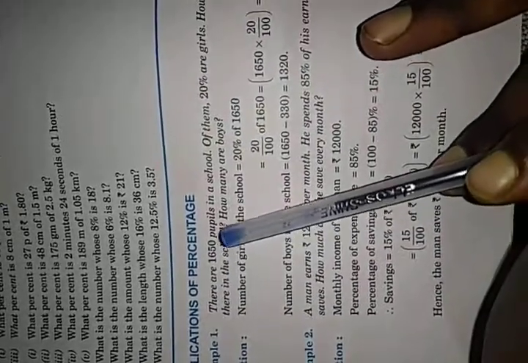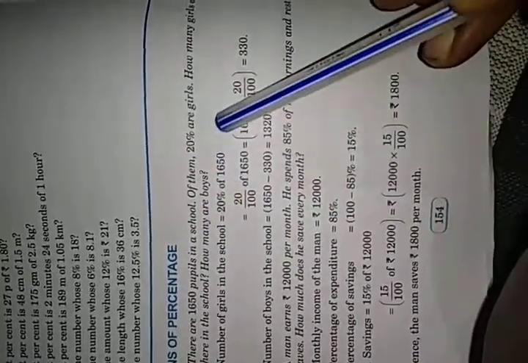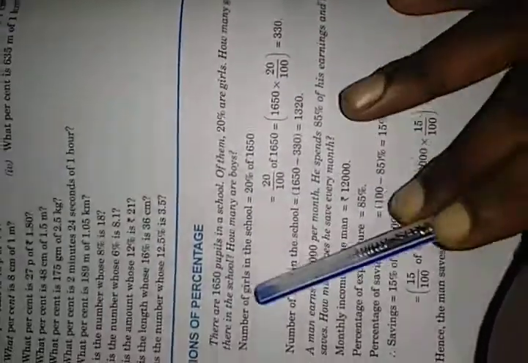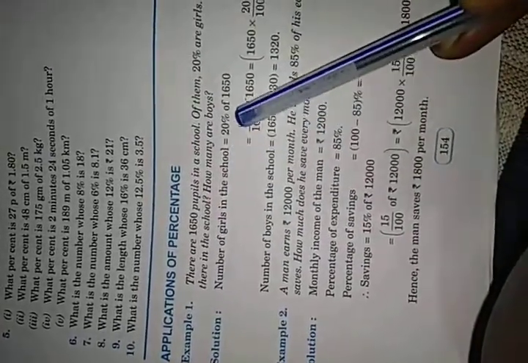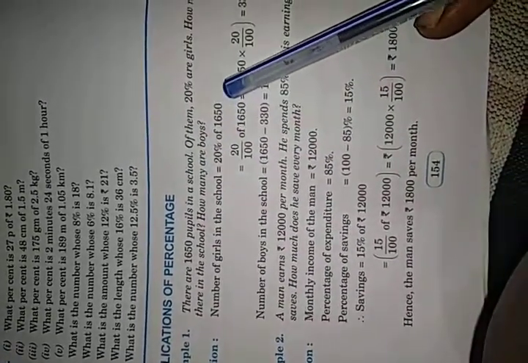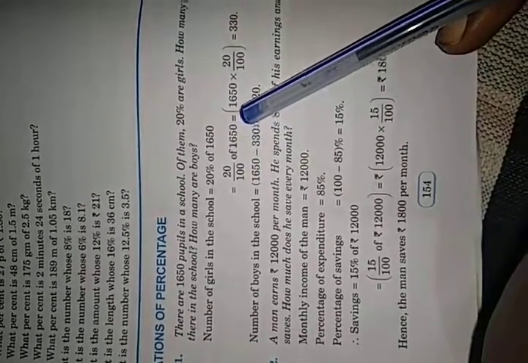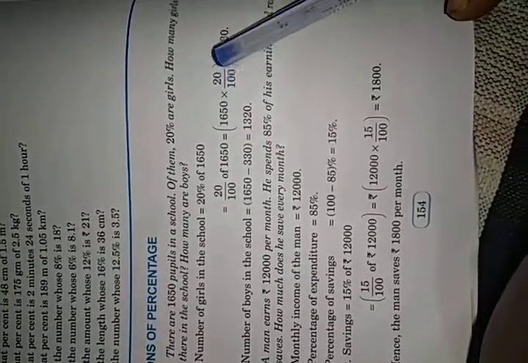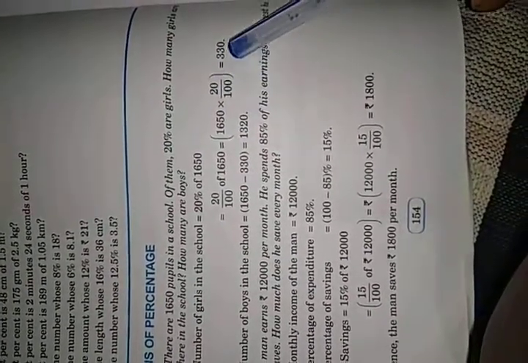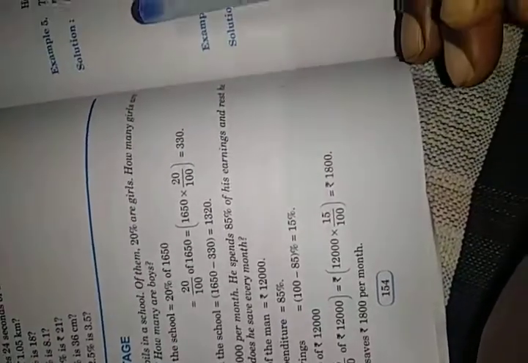There are 1650 pupils in a school. Of them 20% are girls. How many girls are there in the school? How many are boys? Number of girls in the school is 20% of 1650, that is 20 by 100 into 1650, that is 1650 into 20 by 100, and on simplifying we get 330.